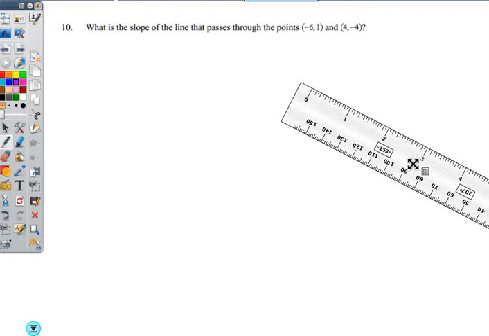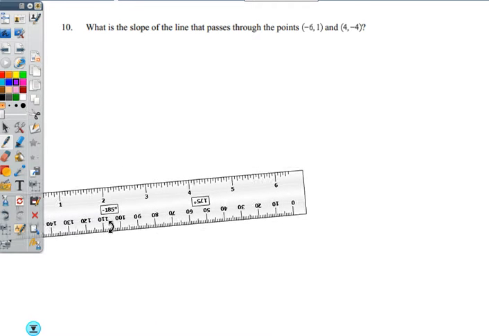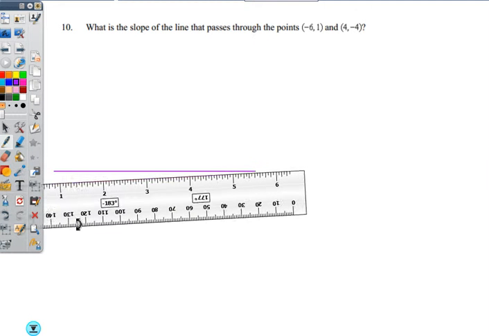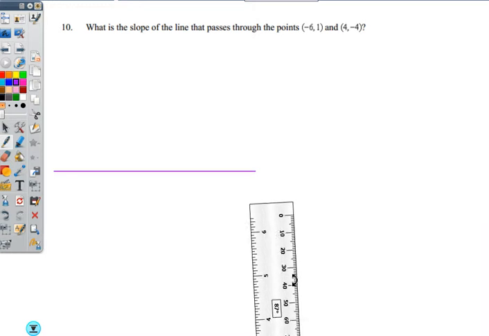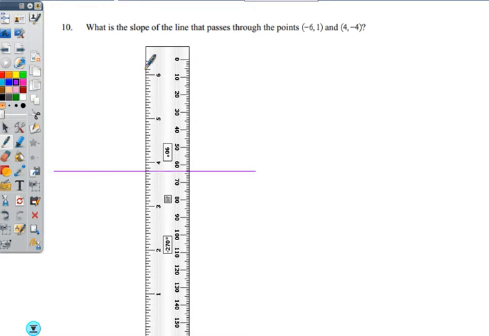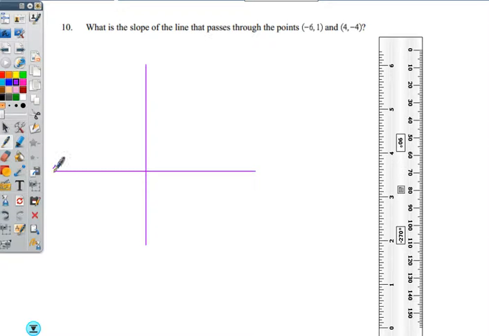In this video, I'm going to show you how to find the slope of a line by drawing a sketch. The first thing I'm going to do is draw myself an x and a y axis. There's my x, and here's my y. Your goal here is to actually think through what these points look like. Where are they located on my x and y axis?